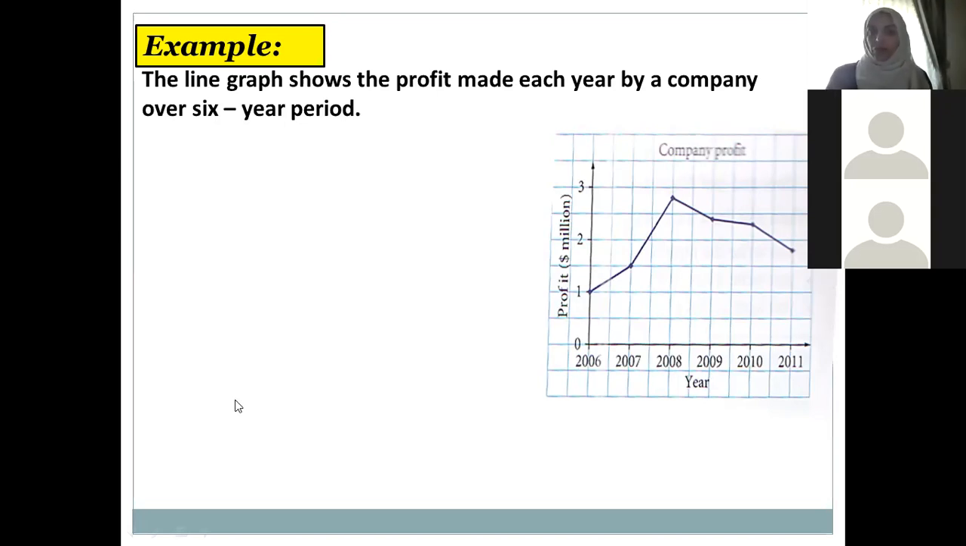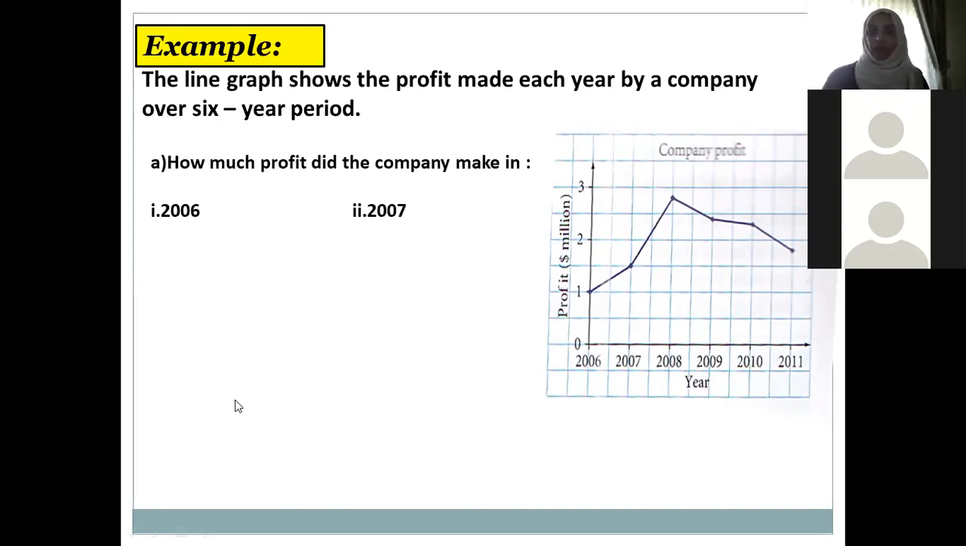So you're just interpreting. If I asked, who wants to help now? How much profit did the company make in 2006? Remember, these numbers are in millions. So these numbers are in millions. Nobody should tell me 2 or 3 or 4. I want someone to tell me 2 millions, 4 millions, and so on.